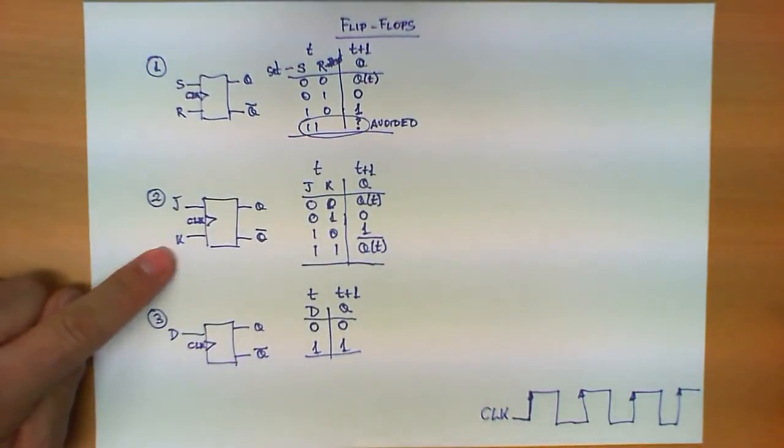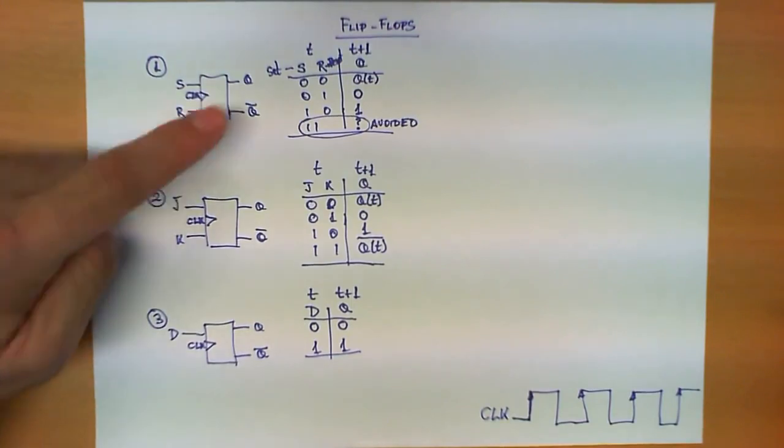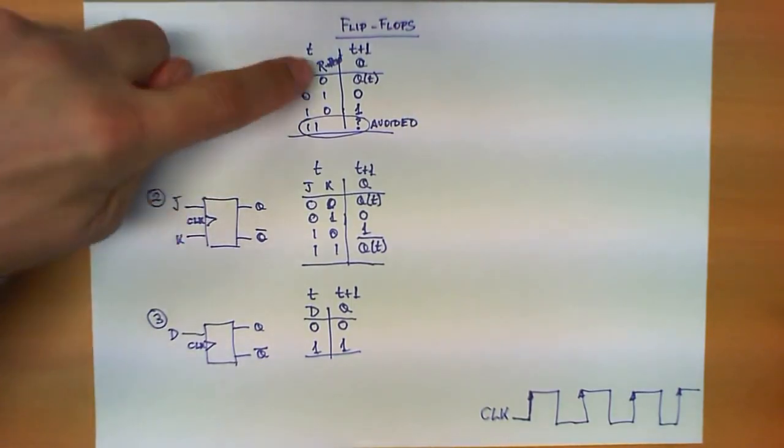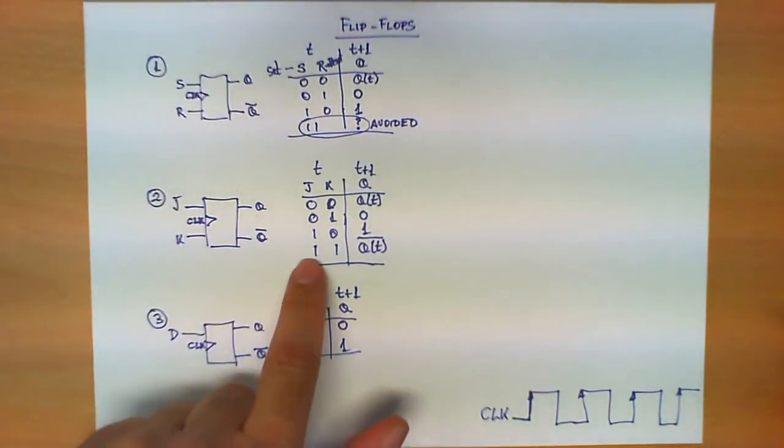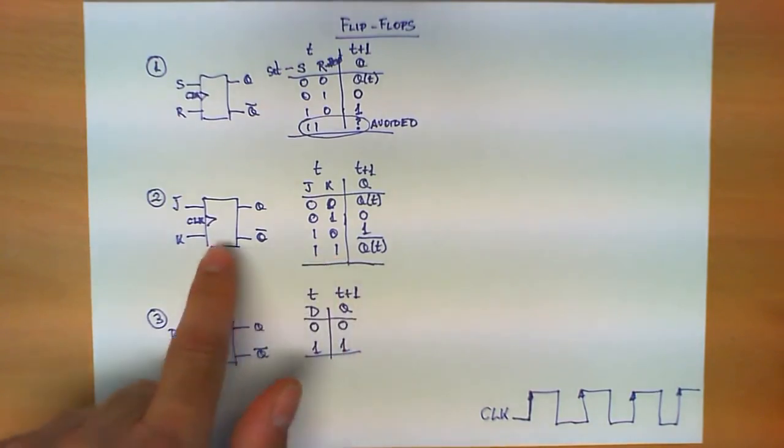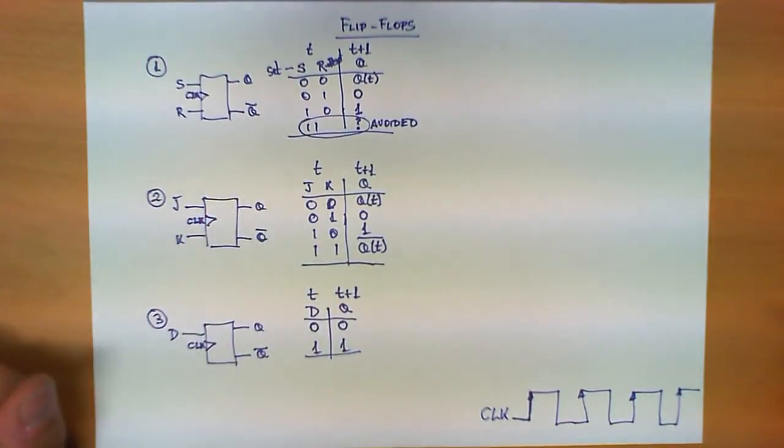And the JK flip-flop is very easy to remember because J is the equivalent of S, K is the equivalent of R, with the exception now that when both of them are 1, the outputs change their value. They become the opposite value as before.